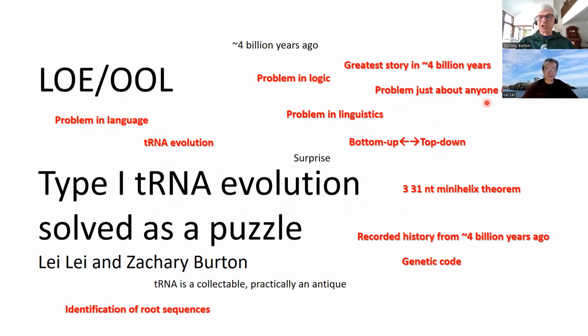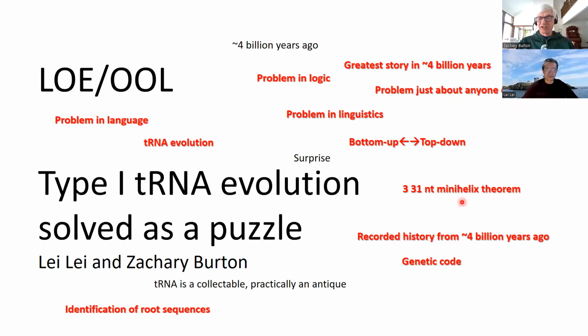Anyway, this is a problem just about anybody can solve, so it's not a very difficult puzzle. It's just a little bit hard to figure out how to approach it. I'm going to show you the 331 nucleotide mini-helix theorem. Theorem is a proven model, so I'm asserting that this is a theorem and not just a model, not just another idea or hypothesis, but in fact it's a proven theorem. And this is the solution to the puzzle.